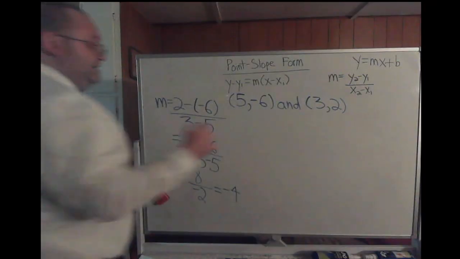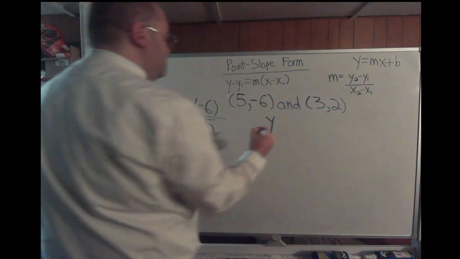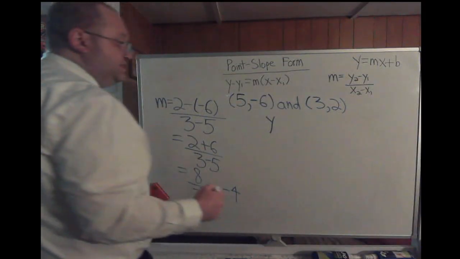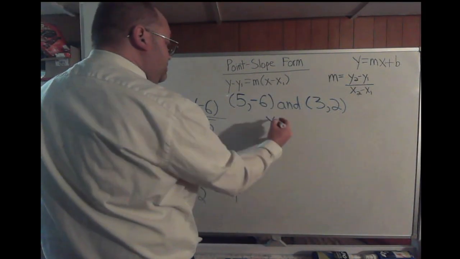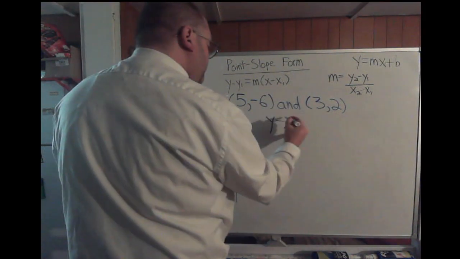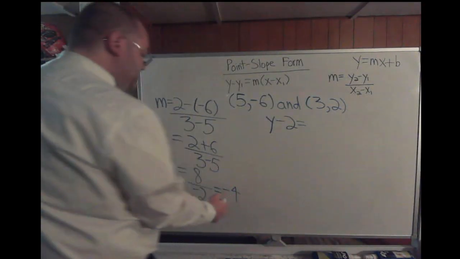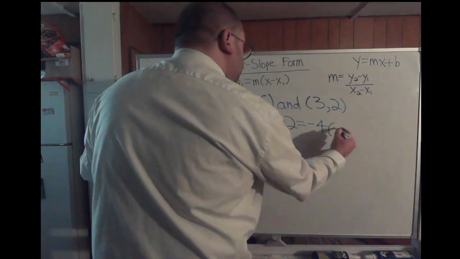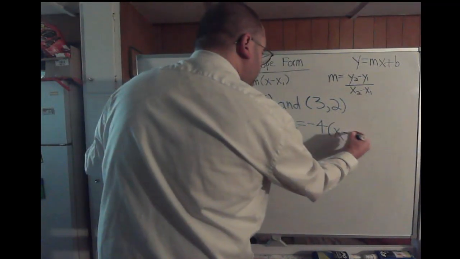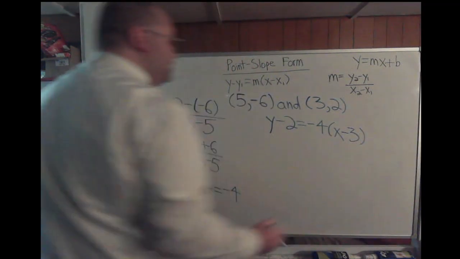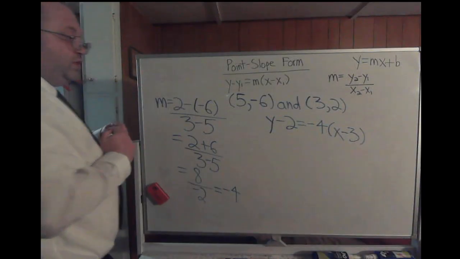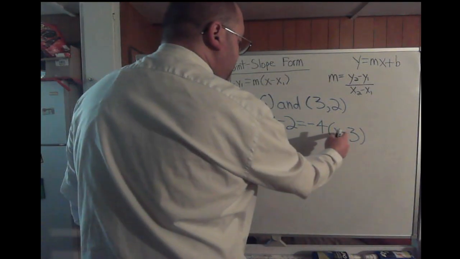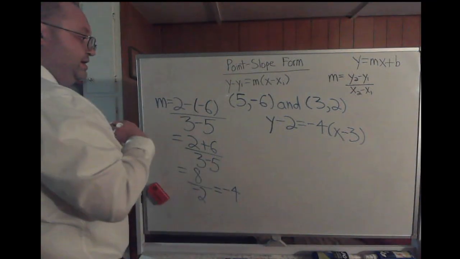Now let's determine which point we want to be our y1 and x1. I'm going to say 3, 2. That looks easier to deal with. So we'll have y minus 2 is equal to that slope of negative 4 times x minus the x1, which was 3. So now we have the equation in point slope form. You have y minus 2 equals negative 4 times the quantity of x minus 3.